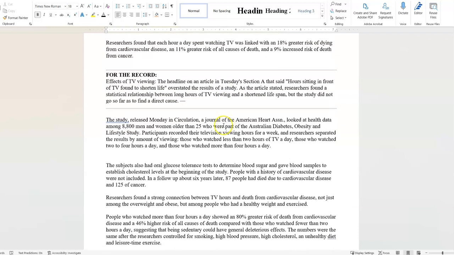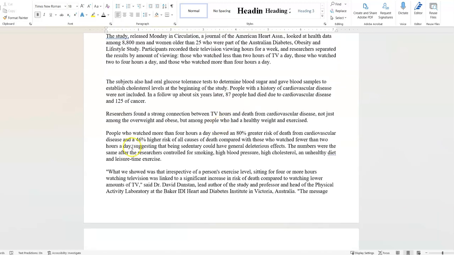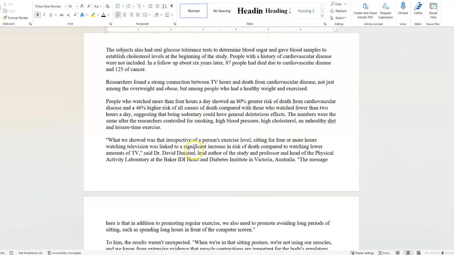But if you go down here, it says, I think a little nicer, people who watched more than 4 hours a day had an 80% greater risk of death, and 46% of cardiovascular death, and 46 of all people who watch 2 hours a day. So there's some data right there you could grab out.